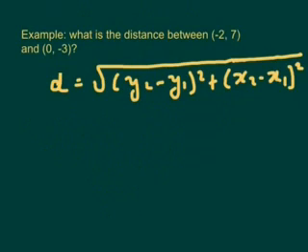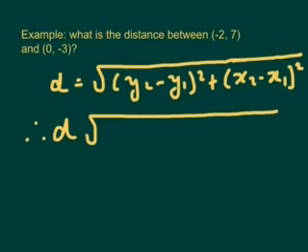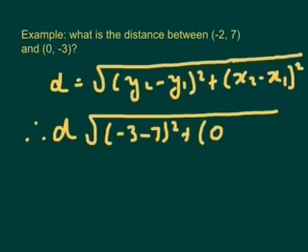Okay, this should be a fairly straightforward example. What is the distance between (-2, 7) and (0, -3)? Okay, so we've got our formula written down, so we just say, substituting the values in for y2, y1 and x2 and x1, we would get this, wouldn't we? It would be -3 minus 7 all squared plus the x values now 0 minus -2 all squared.